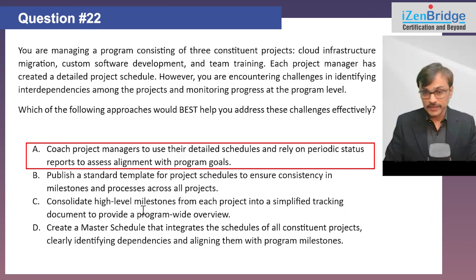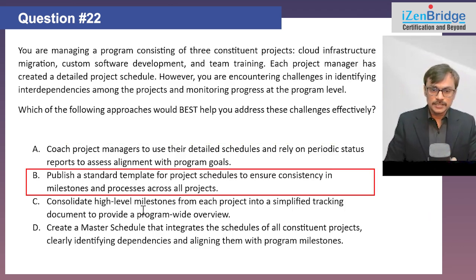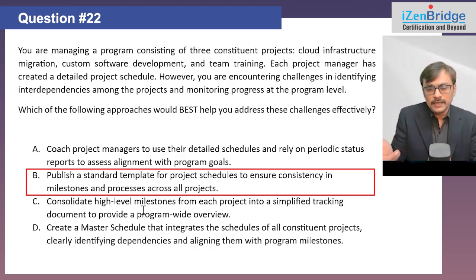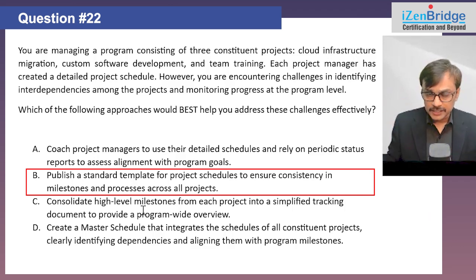Yeah. So let's see if we get a better option. Option B, publish a standard template for project schedule to ensure consistency in milestones and progress across all projects. So it is more or less like A, rather less than A, because it is only talking about I will make sure the project schedules use similar structure. They have the same terminologies. Sometimes we may start interpreting if they are using similar structure, same terminology. Probably I as a program manager will be able to understand it faster. Yes, that's true. But it is not helping me to resolve and identify dependencies and monitoring progress at a program level. Yeah, it helps me read the project schedules pretty fast.